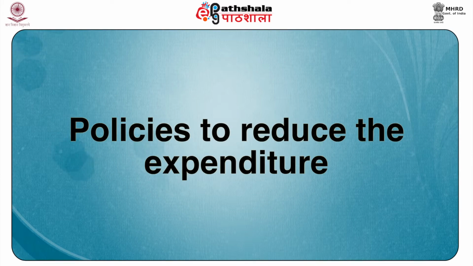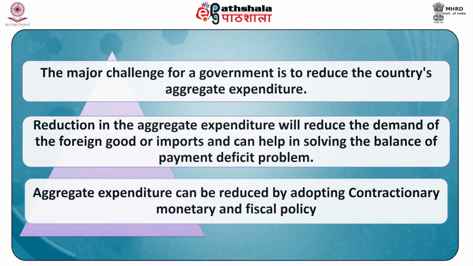Second, policies to reduce expenditure. The major challenge for a government is to reduce the country's aggregate expenditure. Reduction in the aggregate expenditure will reduce the demand for foreign goods or imports and can help in solving the balance of payment deficit problem.